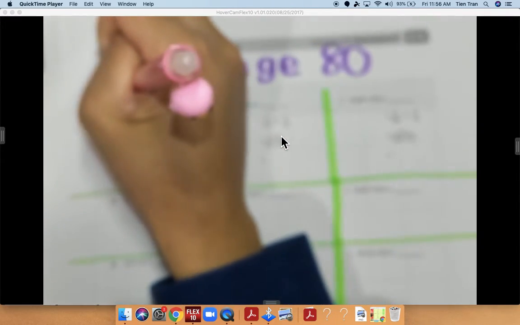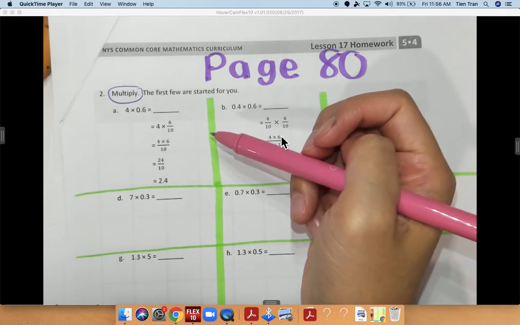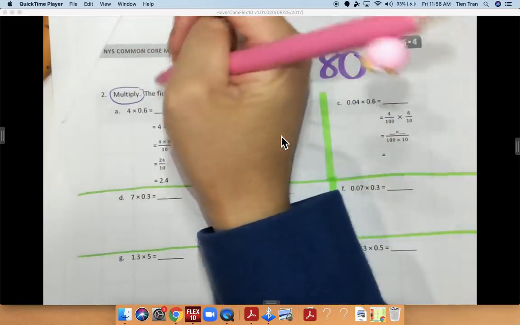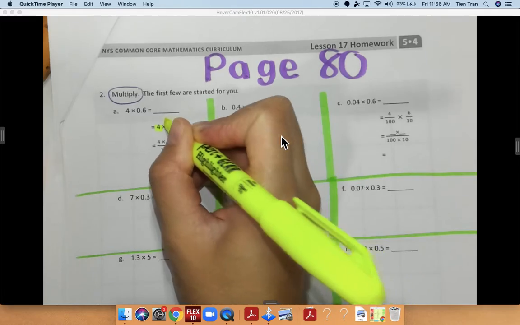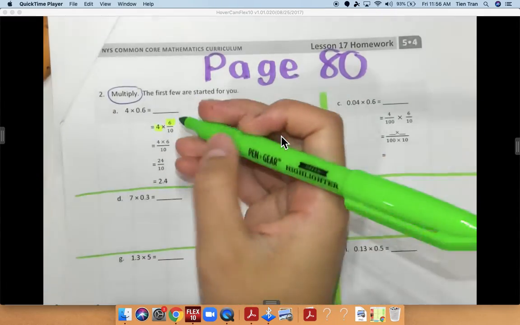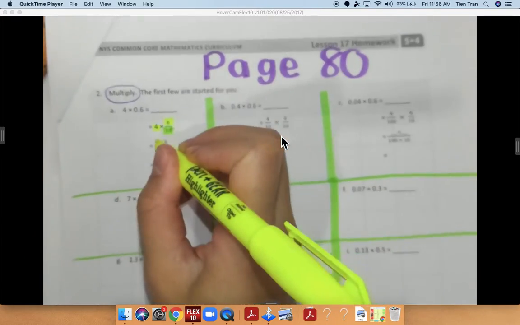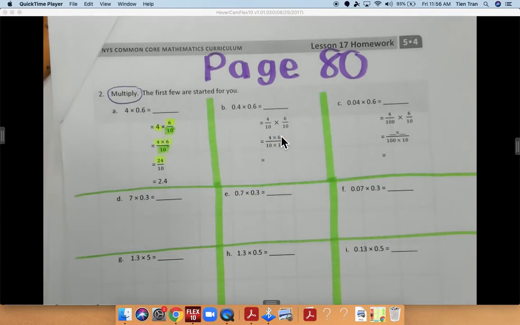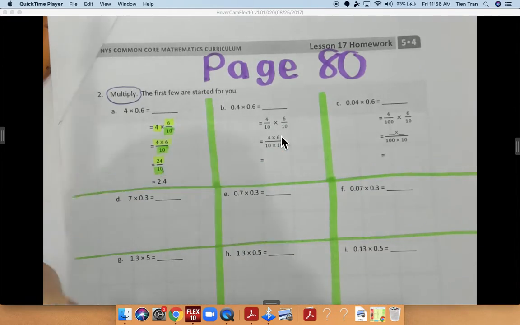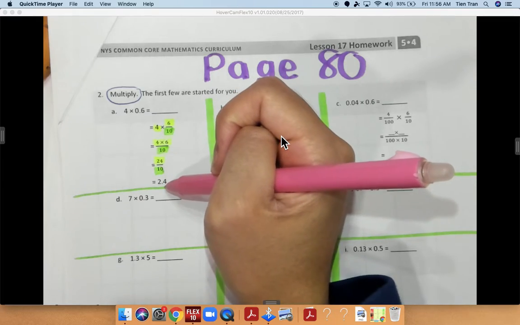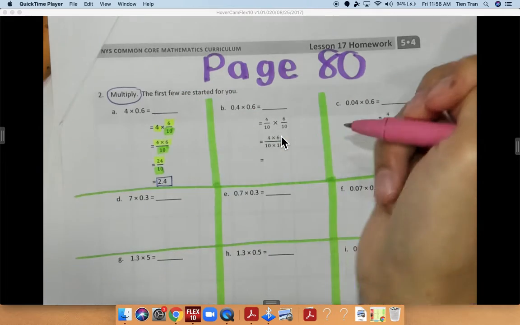Number two, multiply. The first few are started for you. So this one is an example of how they solve for the equation. And first, they multiply 4 times 6. Oh boy, I'm probably going to have to write really tiny if I want to fit everything. And then 10 is the denominator, and 4 times 6 is equal to 24. And 10 is the denominator. They divided 24 divided by 10, or they read it as 24 tenths, and that's how they got their final answer right here. I'm going to have to write very tiny.